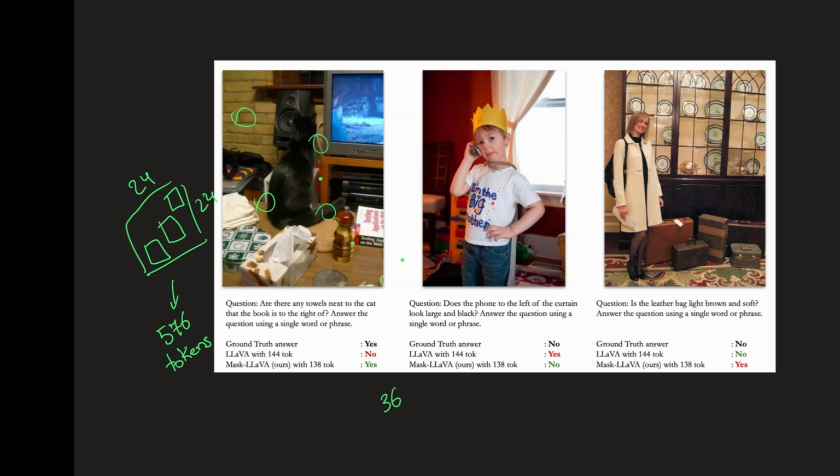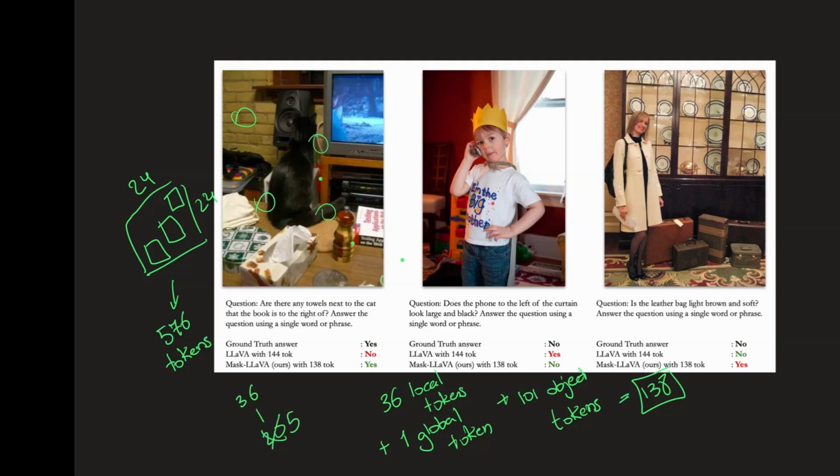So during training, the model uses 36 local tokens, one global token, and 101 object tokens. So that's a total of 138. But at inference, you can actually reduce this dramatically. You can have 36, 1, and 20. Or 36, 1, and 5. Or instead of 36, you can have 23 pooled patches with one global token and 5 objects.